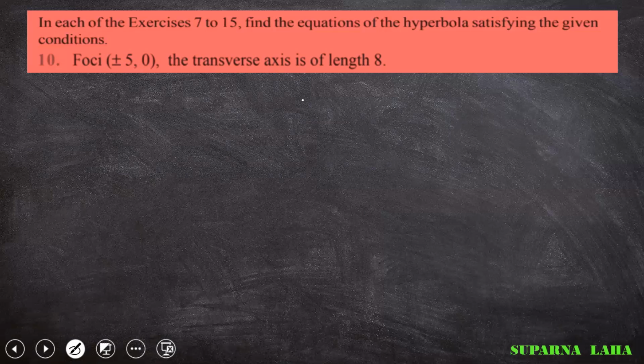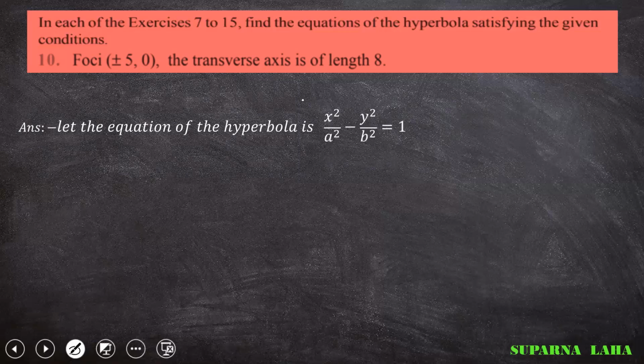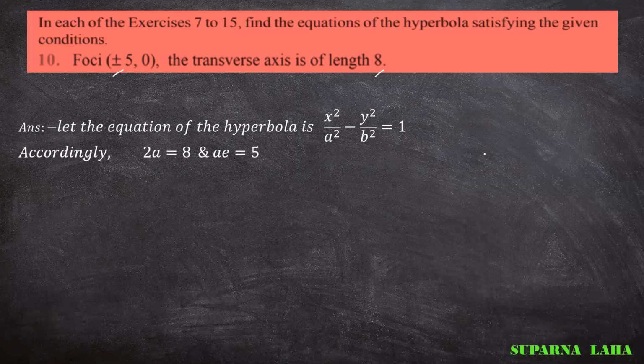Now moving to the next question, question number 10. Foci are given and the transverse axis is of length 8. Look at the foci, they are on the x-axis, so we can take the equation of the hyperbola as x square by a square minus y square by b square is equal to 1. Comparing with the foci and the length of the transverse axis, transverse axis means 2a, so 2a is equal to 8 units and a into e is equal to 5. So from here you can write a is equal to 4, right?